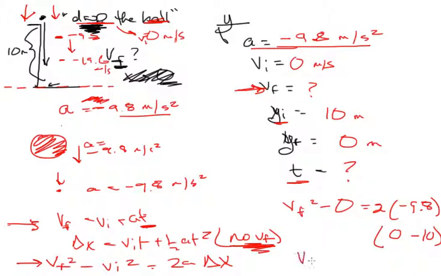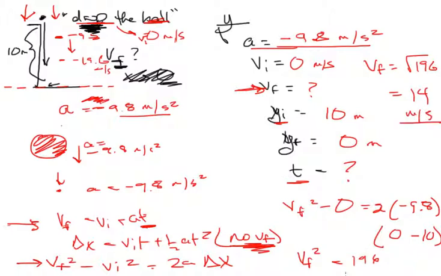Anyways, so what is V final squared? It is whatever this is. 2 times negative 9.8 is negative 19.6, times negative 10 is 196. So V final, I'm going to bring it up here. So V final is the square root of 196, which is 14. And you might think, I am done. I've gotten my answer, 14.